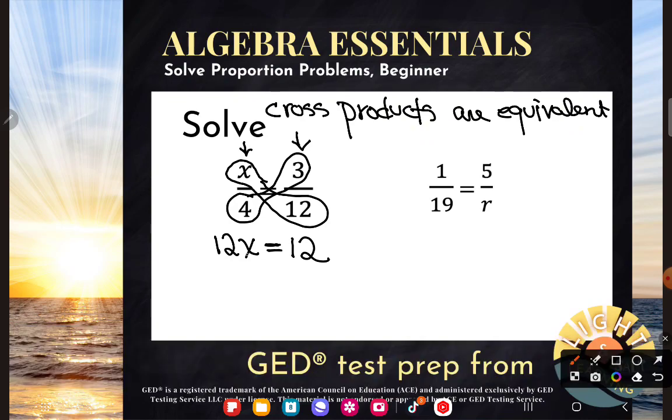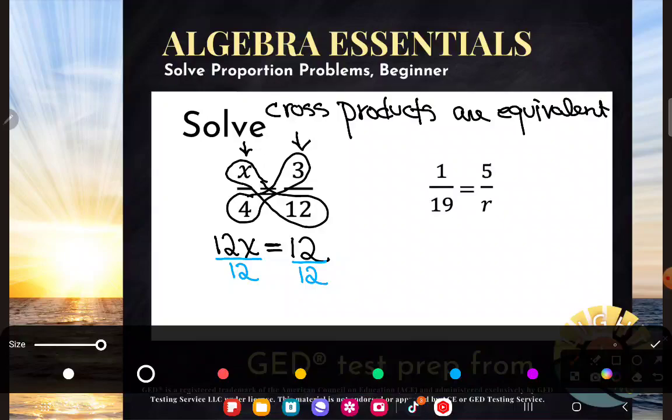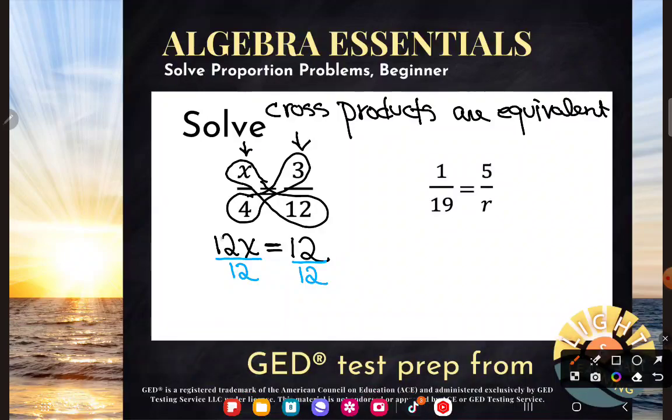Don't panic. So x is not alone. We want to solve this sucker for x. And so to do that, to get x alone, we're going to have to get 12 onto the other side by doing the opposite. The opposite of multiplying x by 12 is dividing by 12. And of course, I can do whatever I want as long as I do it to both sides. Keep that balance. Keep those two expressions equivalent to each other.